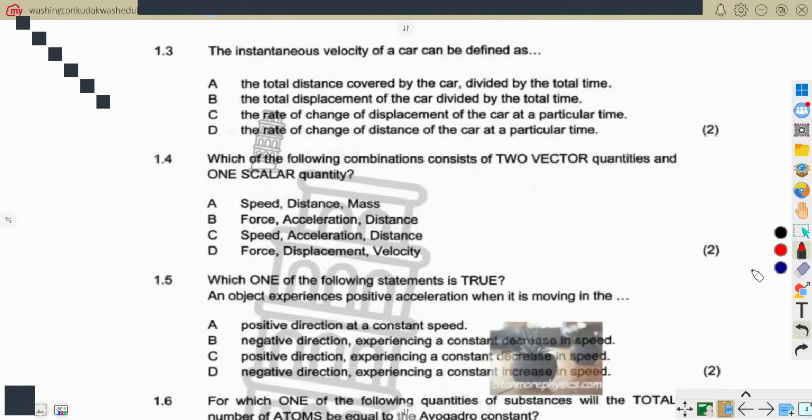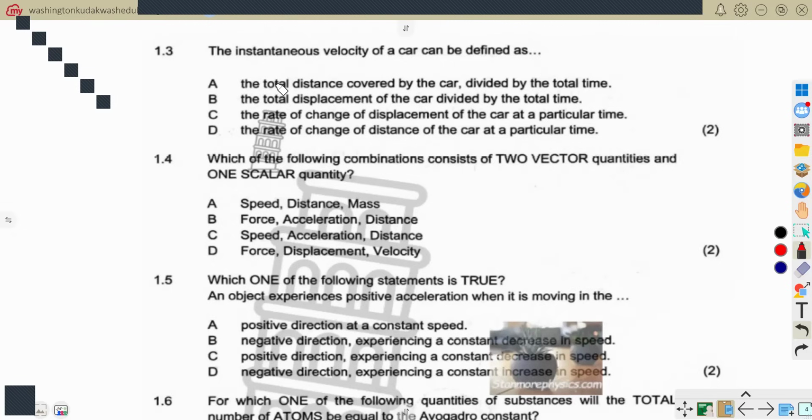Here they're saying that the instantaneous velocity of a car can be defined as... So for 1.3, you were supposed to choose an option that defines instantaneous velocity. So what is instantaneous velocity? Instantaneous velocity is velocity at a particular time. So let's look for an answer that actually defines velocity at a particular time.